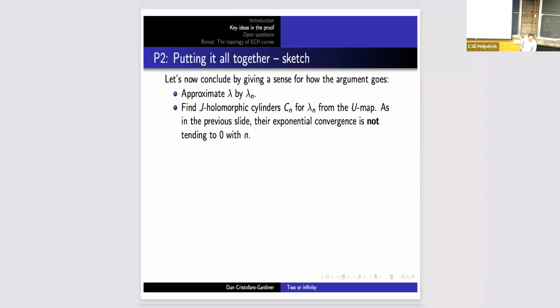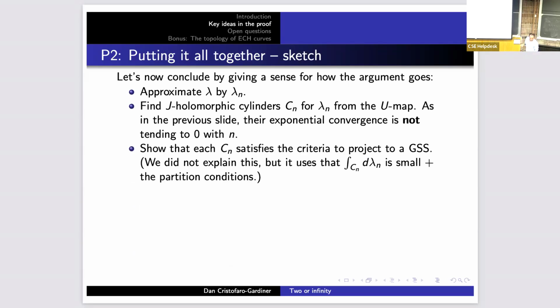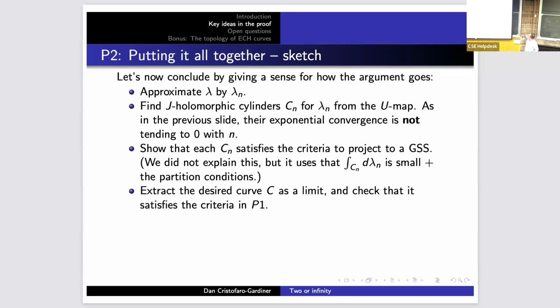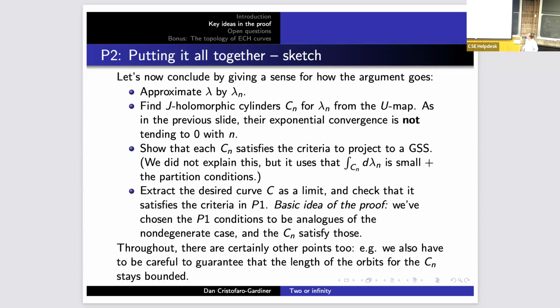Okay, maybe just because there will be a question and answer anyways, let me just try to put it all together. We take lambda, it has finitely many orbits. We approximate it by lambda n. We use the new ECH topology ideas to get cylinders. They have low action. We show their exponential convergence is not tending to 0. Then you show that they satisfy the criteria to project to a global surface of section, and you get the desired curve as a limit. That's the basic idea. I said it a little bit differently here because I wanted to say something that's actually true. But anyways, that's the basic idea.